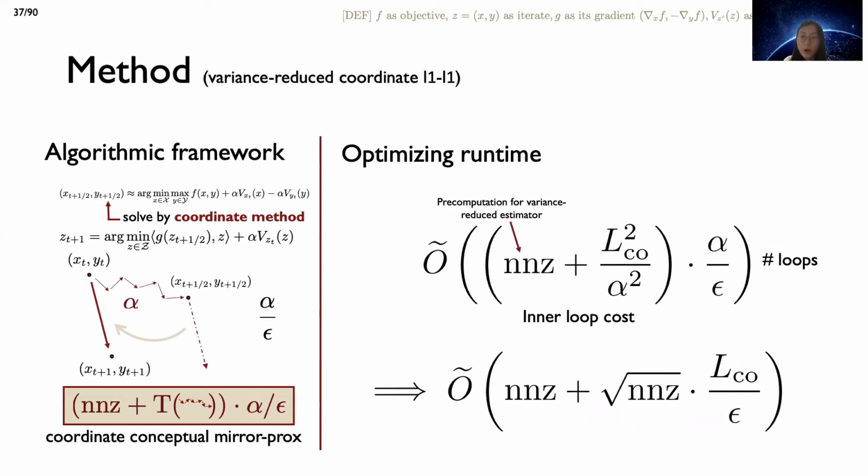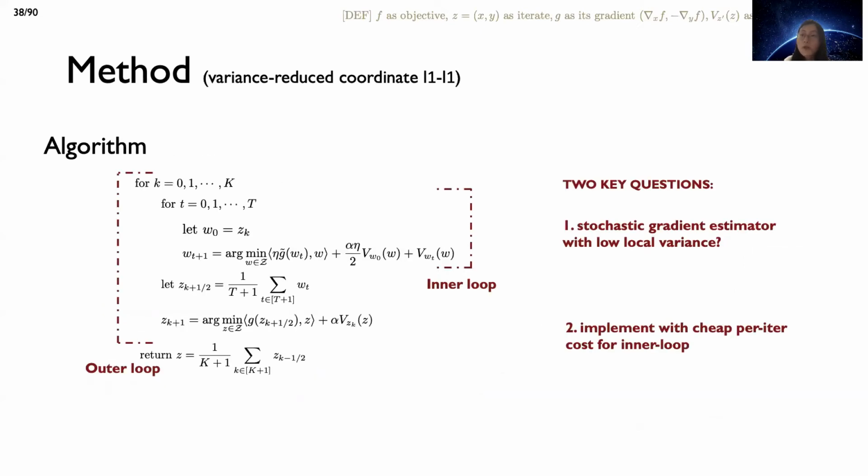number of loops required by the overall conceptual mirror-prox method, we achieve our claimed runtime by choosing the optimal value of alpha. To fully build this algorithmic framework, there are two questions remaining. First, how do we design stochastic gradient estimators with low local variance? Second, how do we implement each inner loop iteration in near constant time? It turns out that by using coordinate methods, we can find some nice answers to both questions.